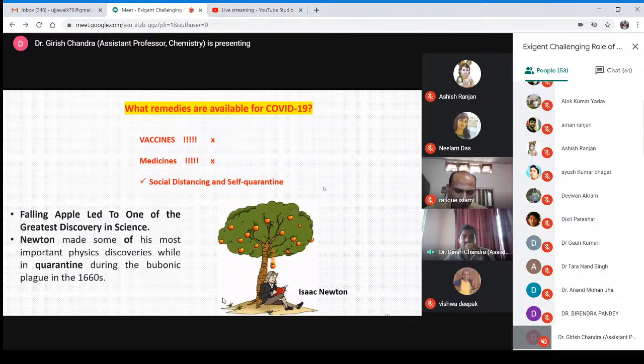Long back, people cut the spread of different viruses by just self quarantine. Just remember, during 1660, when plague spread in Europe, there was no kind of medicine. The question arises, how did they solve that problem? The problem was solved by doing self quarantine.